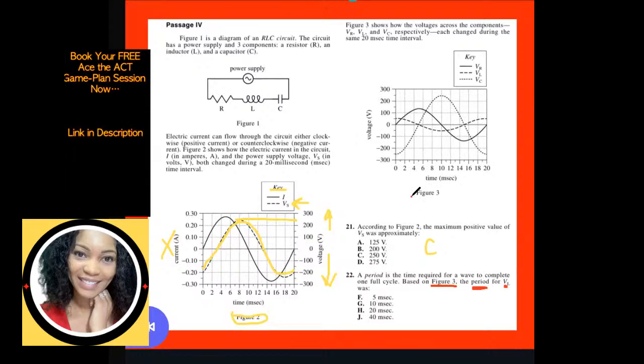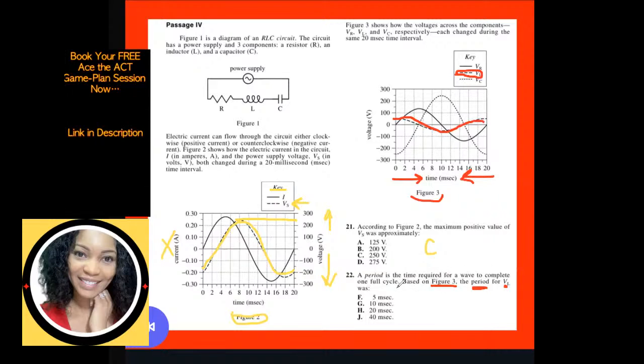So here I'm going to figure 3. I see my chart. It says the period for V sub L. What is V sub L? That's this kind of thicker dashed line here. Okay, and period is time period. See, the answer choices are in milliseconds. So that means we are looking at this axis, this horizontal axis, and also referring to this thicker dashed line. Okay.